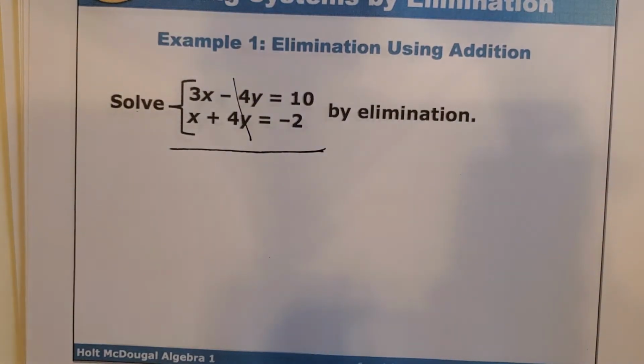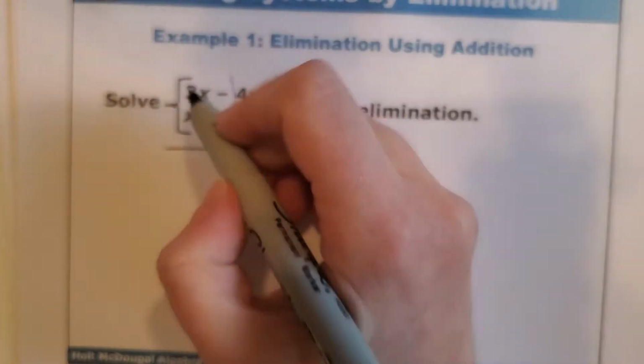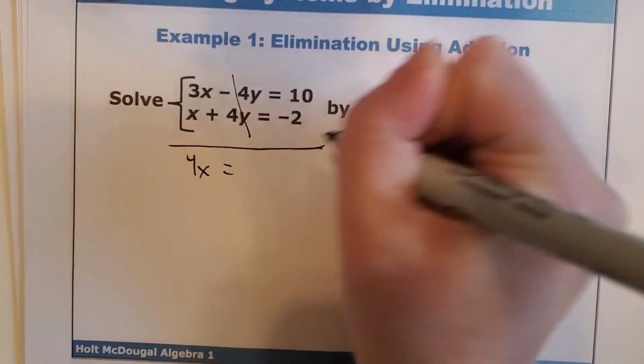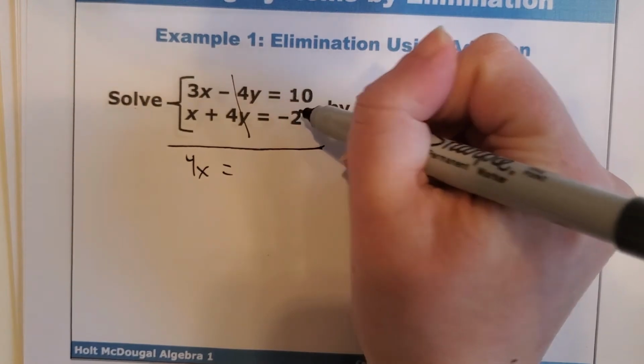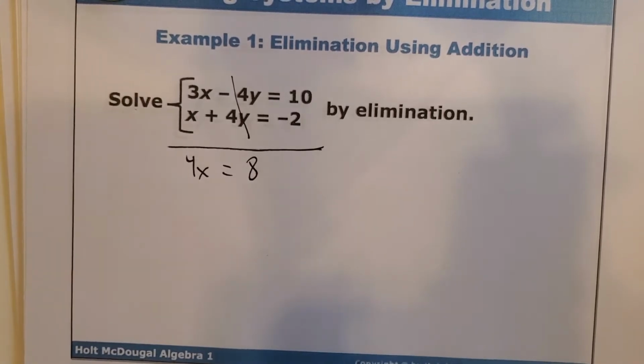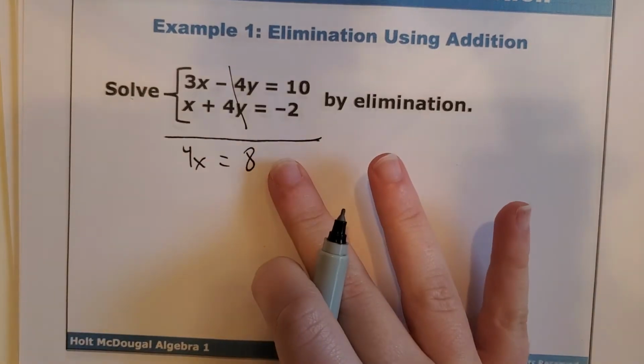So when we do the same thing for the x's and for the coefficients, 3x plus 1x is 4x, equals 10 minus 2, because this is negative, is 8. So now the y is gone. All right, that was the goal, to eliminate not necessarily the y, but either the x or the y. And that's what we just did here.